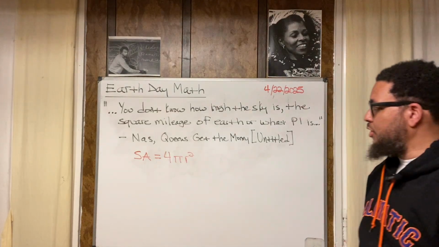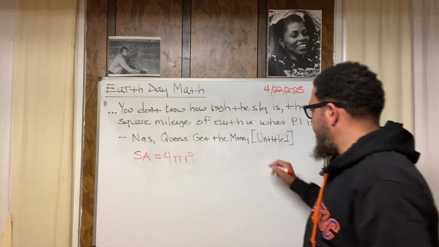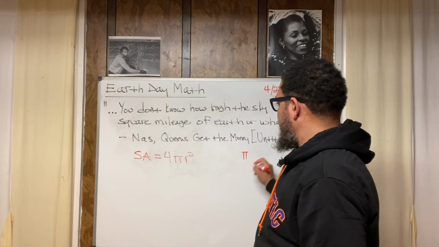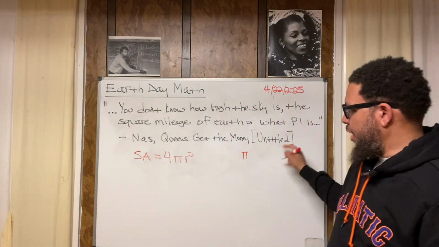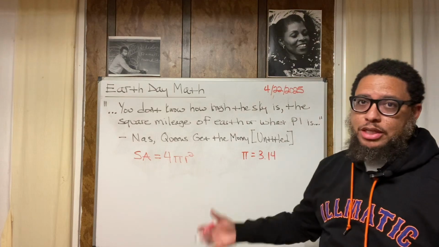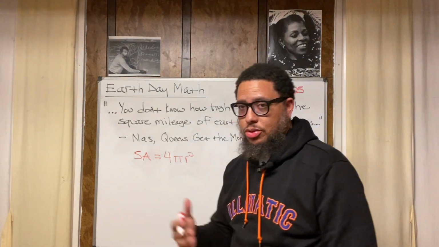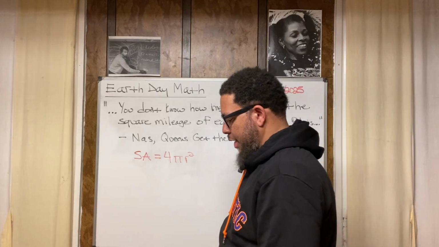Now, what pieces of information do we need? Nas also said he was coming at somebody saying they don't know what pi is. We know that pi can be rounded off to 3.14. That's why Pi Day is March 14th, right? And then the radius of the Earth: do your research, go online, look that up.